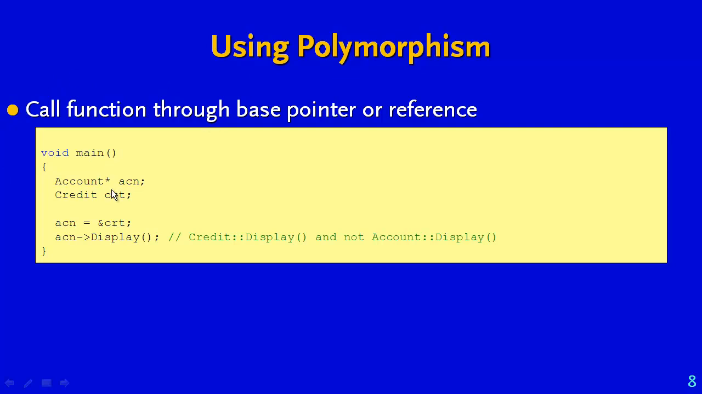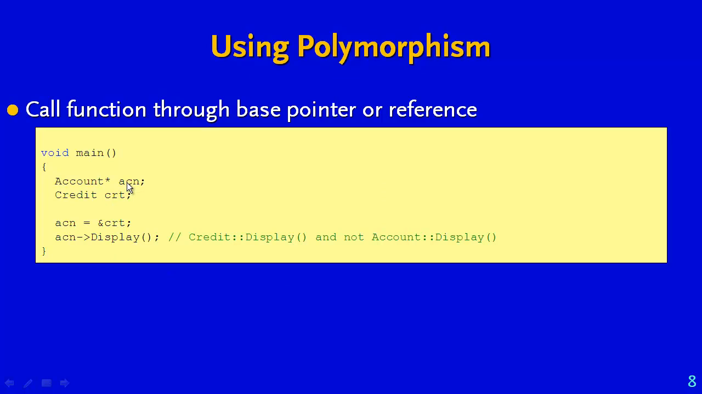So we have again this setup. We've got a pointer to an account, which is the base class. We've got a credit object. We can now, for free in C++, assign the pointer to the address of a credit object. When I now call the display function on the account pointer, he will call the display in credit and not the display in account. So you're really pointing to the credit object, so call the display on the credit object. That's what we want, and this is polymorphism.